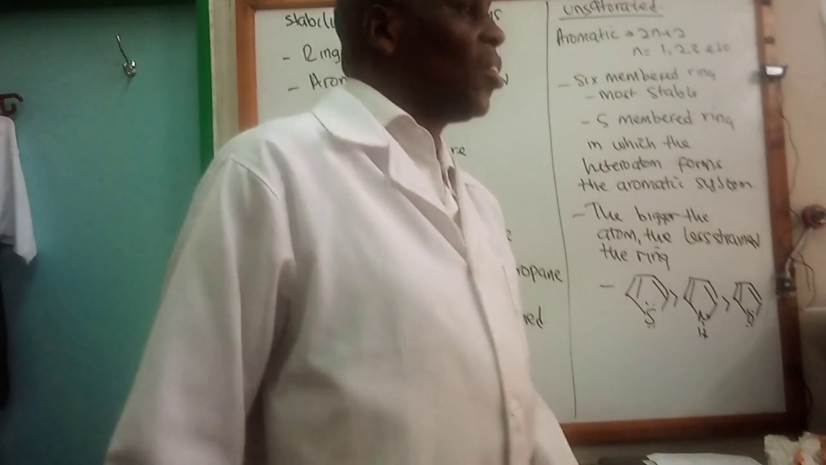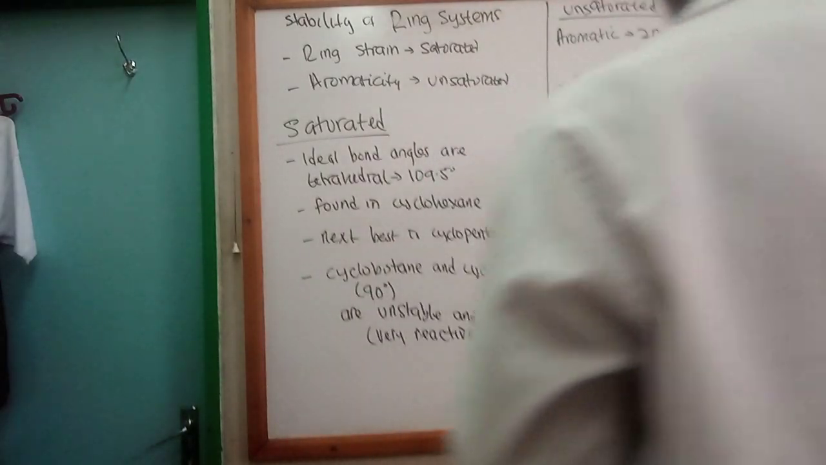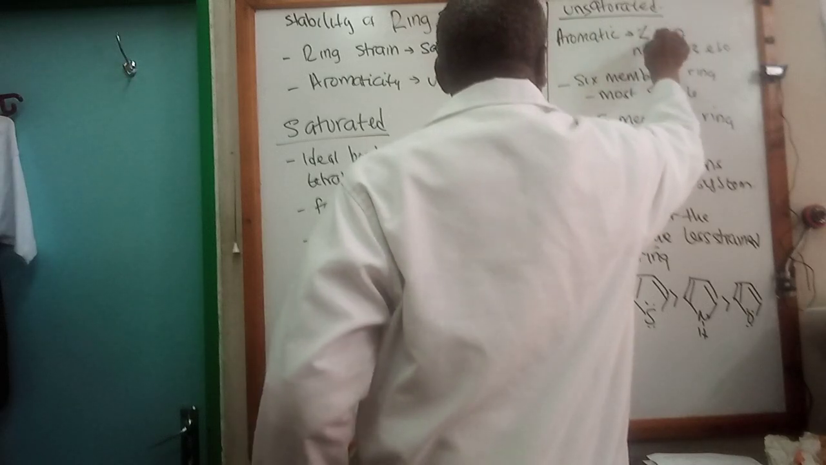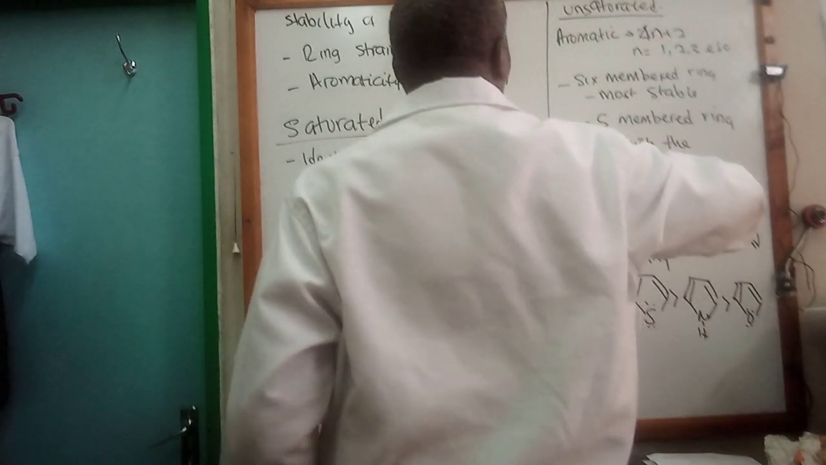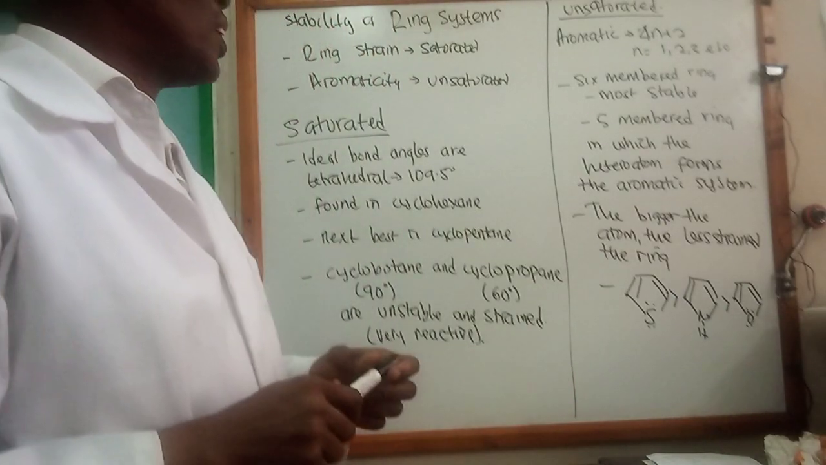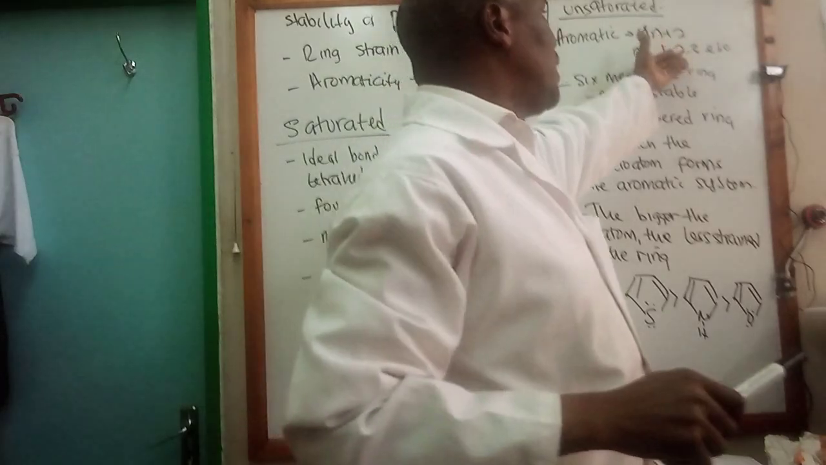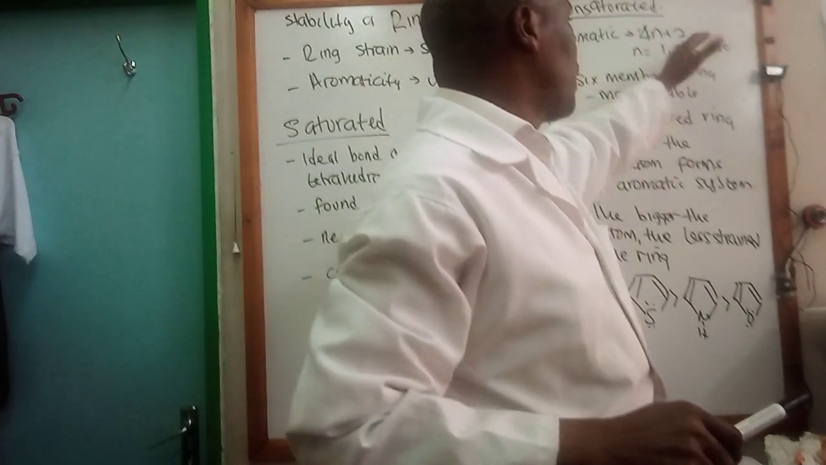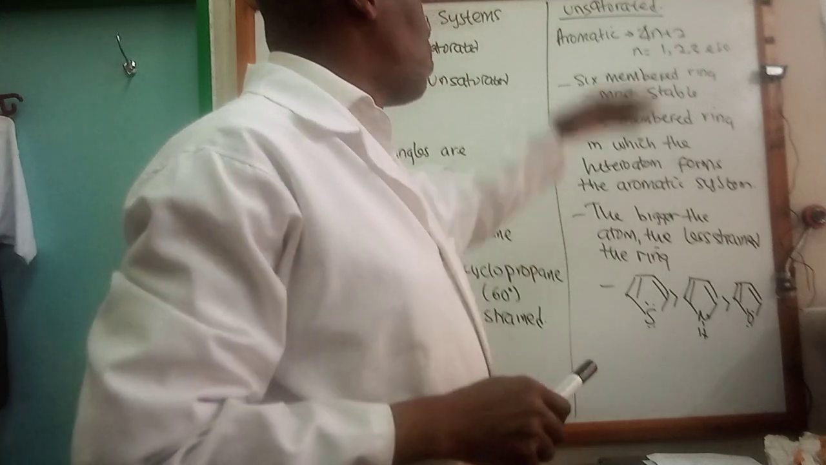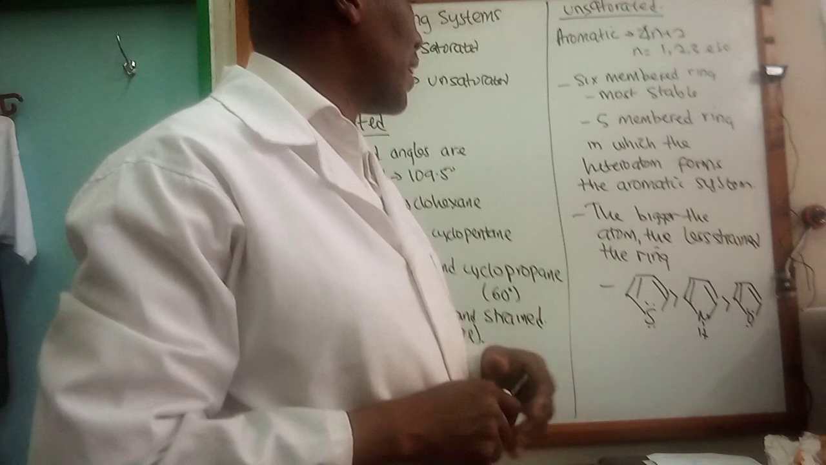So the thing is, let me just say, sorry, 4n plus 2. In this case, we'll be talking about the pi electrons being, in general, 6, 10, and the rest. You'll be talking about that aromatic number. Sorry, I put a different number earlier, so it was a typographical error.